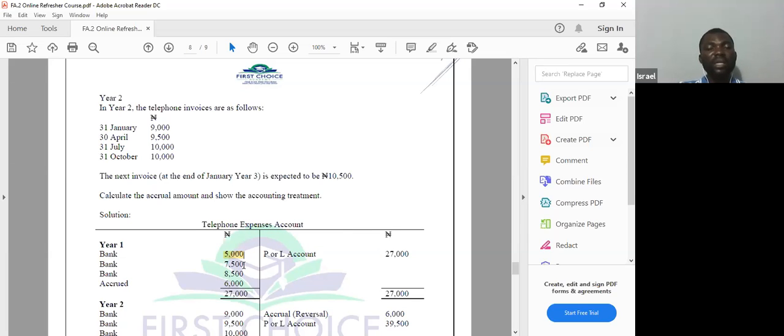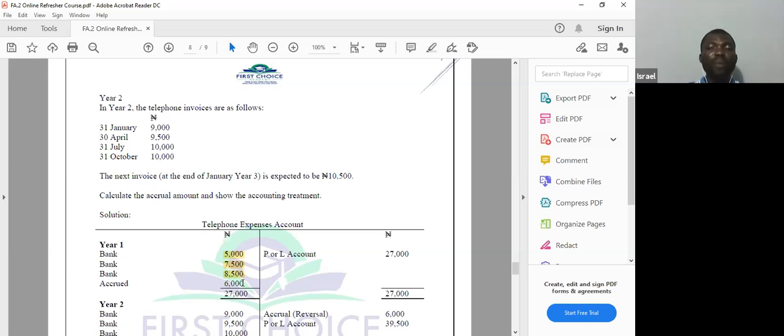The other one that we have is after April, we have May, June, July. In July, we have 7.5. We pay 7.5. So what do we do on that 7.5? Our bank is credited while our telephone expenses is debited. Then after that, in October, they issue us an invoice of 8.5. Then we credit our bank and we debit our telephone expenses account. Now, for the last year, we are yet to pay. We have not paid for the telephone services that we have enjoyed.